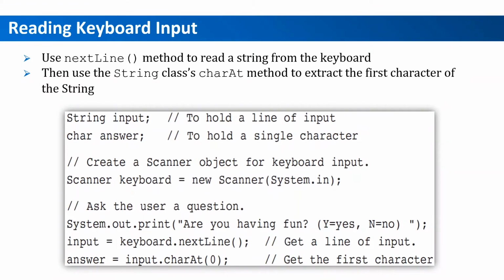Now we read the user's keyboard input as a string using the nextLine method and make the input reference variable point at that read string. Notice that the string we just read is basically a string with a single character, y or n. Then we use the charAt method to extract that character from the string. Since we have one character, we use charAt(0) to extract the first character of the string, which will be the y or n.